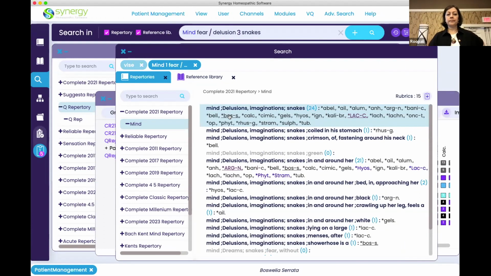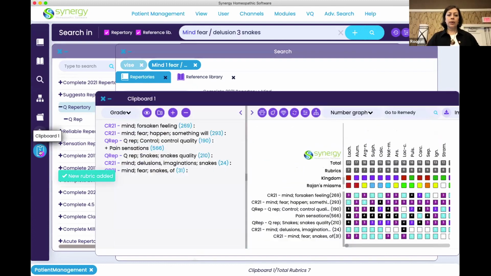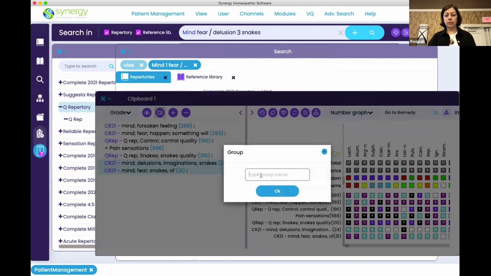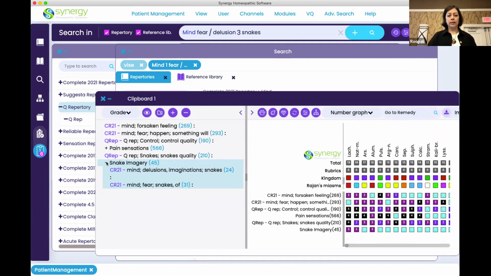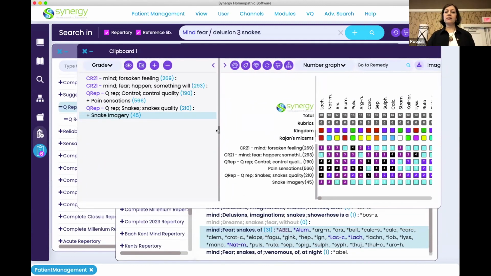So this is a difficult one because she's not having a delusion that there are snakes around, but she thinks her pain is sort of like a snake-like pain. And so we can add that, and to capture it completely, what I would probably do is to go in here and just combine the two. There we go. So now I feel like this is a representative clipboard for the way that I understood the case.